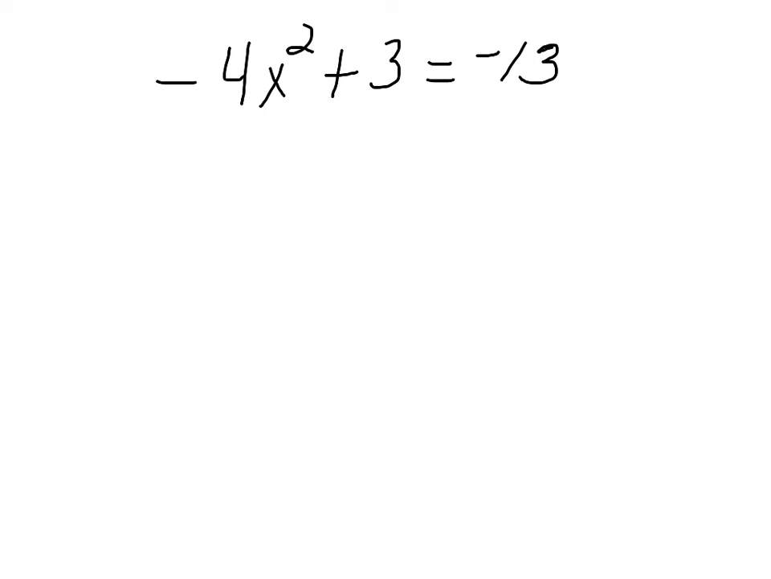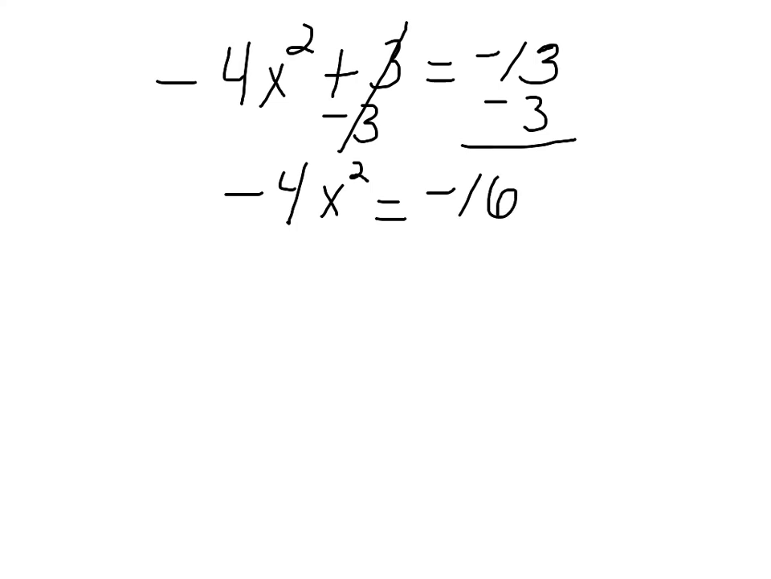We're going to start with getting rid of the 3. The 3 is being added, so we undo that by subtracting. That will cancel out, so now we have a negative 4x squared remaining on that side. Over to the right, we have a negative 13 minus 3. That will give us a negative 16.